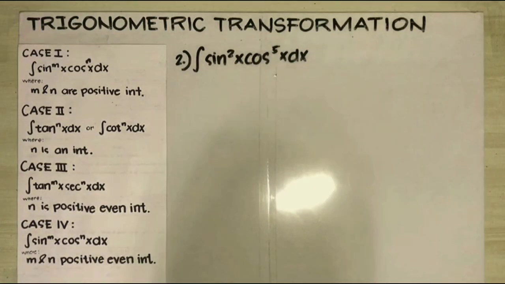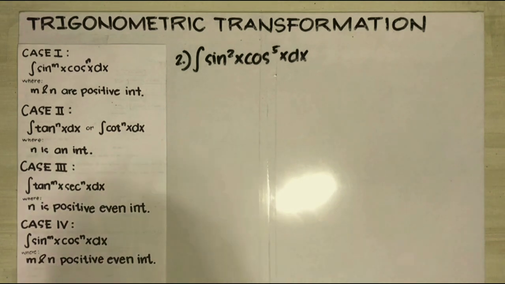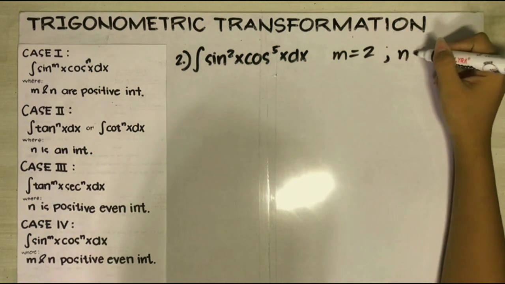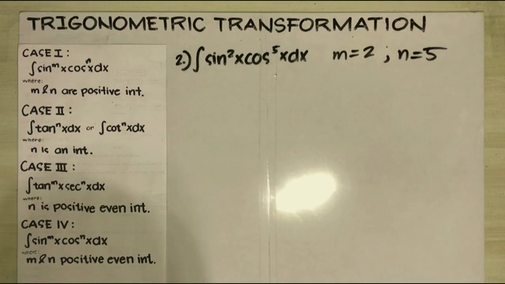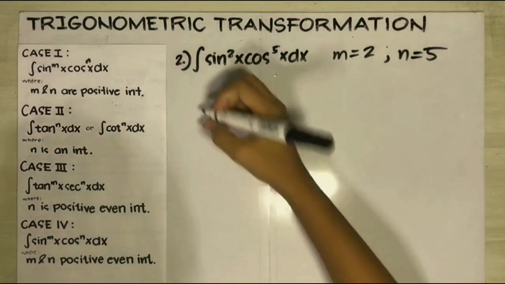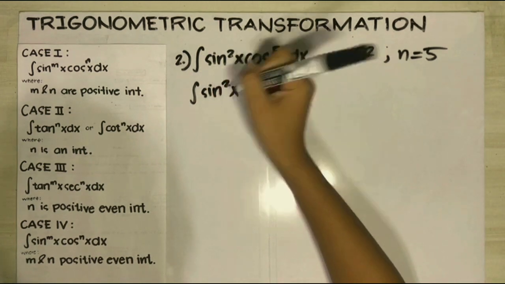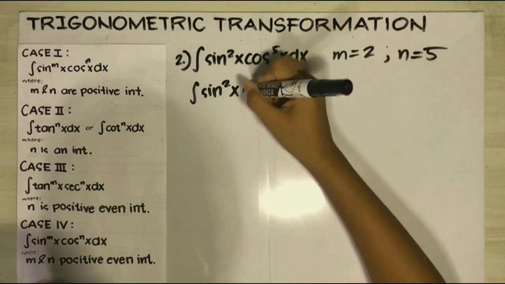For the number 2, the integral of sine square x cosine to the 5th power x dx. So this is the case number 1, where m and n are positive integers. So m is equal to 2 and n is equal to 5. If we have a problem like this, we need to split the even integer into 2, even and odd, so that we can simplify. Let's split the cosine to the 5th power x into cos to the 4th x times cosine x.